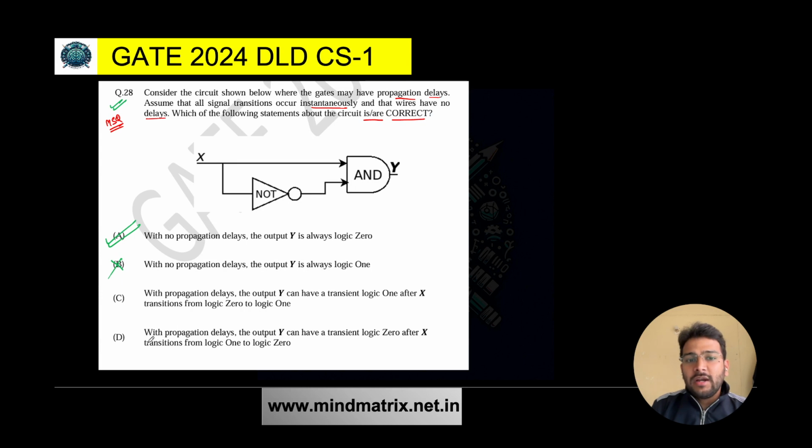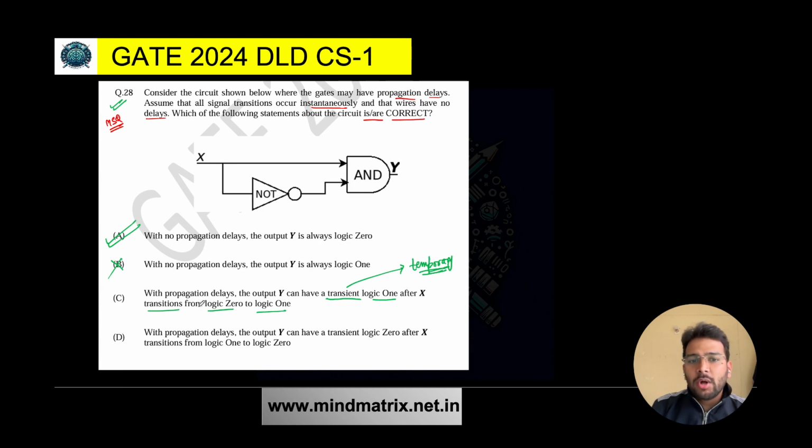Now let's see option C and D. They are very important to understand. With the propagation delay, now we are considering the propagation delay, the output y can have a transient logic 1 after x transitions from logic 0 to logic 1. Now there is a term used here, that is transient. Transient means temporary. That means for a temporary amount of time, it is going to hold some value. Just for temporary, it is not going to be permanent. Clear? Now let's try to solve this question.